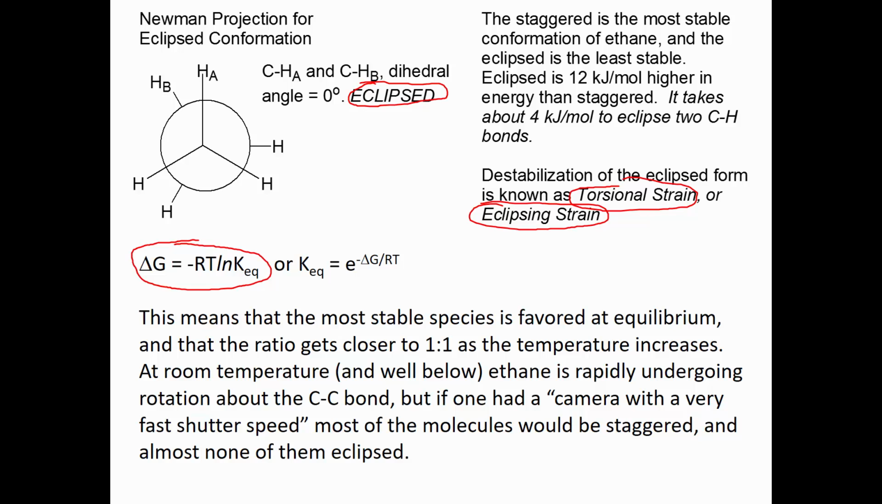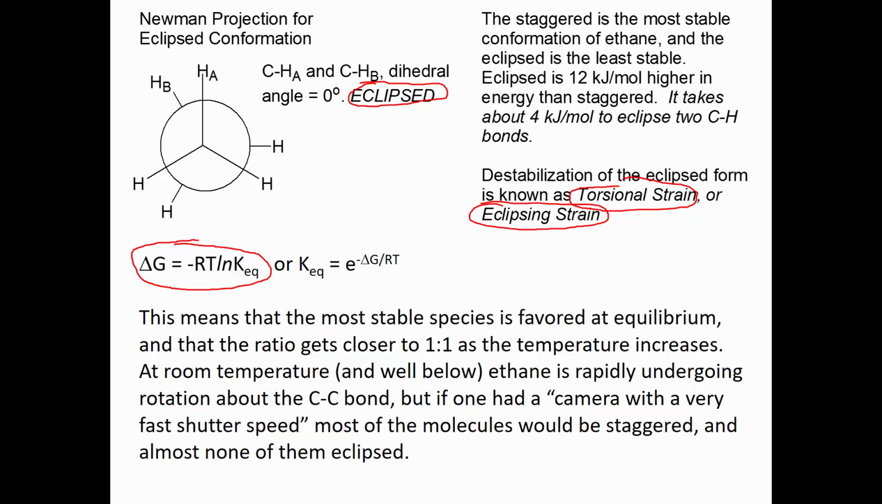However, at room temperature and well below, ethane is rapidly undergoing this rotation, and if you had a camera with a very fast shutter speed, or if you cooled it down to a point where rotation doesn't occur anymore, you would find that virtually all of the molecules would be in the staggered form. Very few of them would be eclipsed.